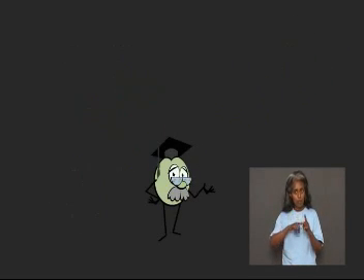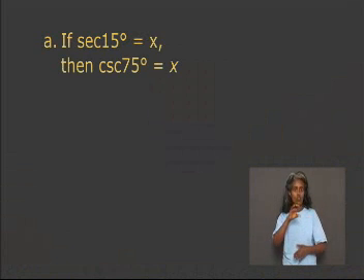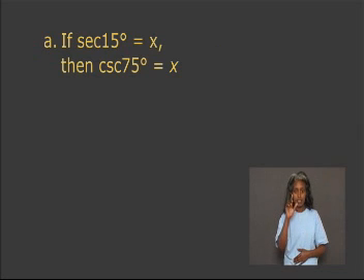Time's up. Let's get back to our lesson. Hello again, students. Were you able to answer these questions? Our first question asked the value of cosecant of 75 degrees, if the secant of 15 degrees equaled x. The answer is, of course, x. The secant and cosecant of complementary angles are equal.